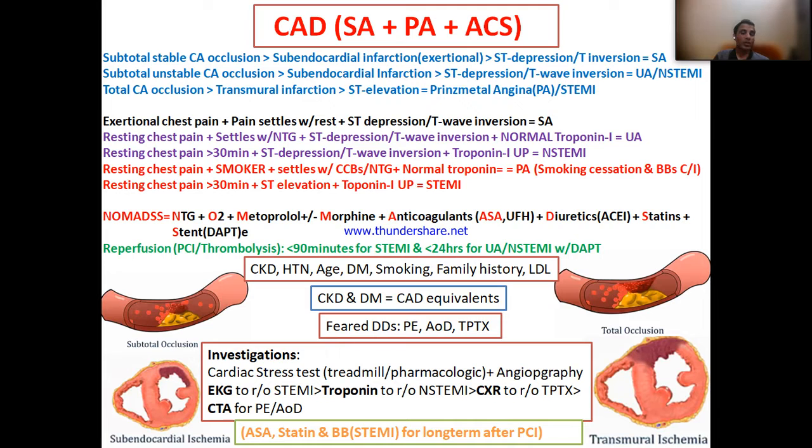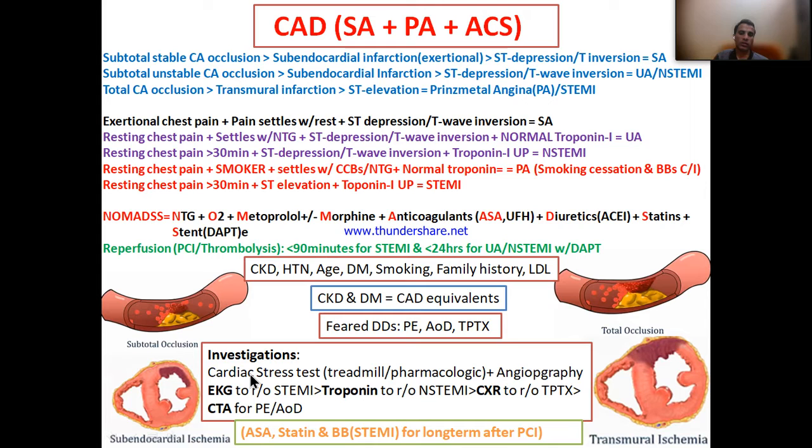And you can also give dobutamine as well. Dobutamine will also elicit the same chest pain and EKG changes. So if the cardiac stress test is positive, then you can go for angiography, okay, because angiography will let you know the exact location of obstruction or occlusion, and then you can perform the angioplasty, okay.